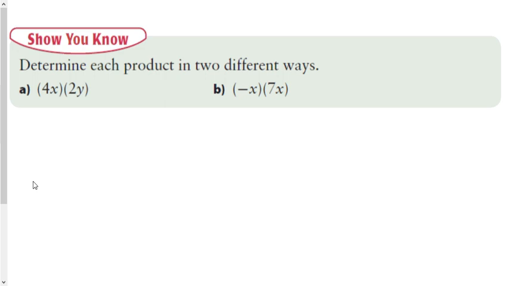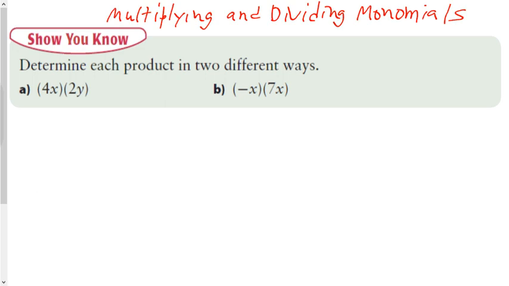All right, this is section 7.1. We've just finished chapter 5, which was on adding and subtracting polynomials. And as we get into chapter 7, this 7.1 is all about multiplying and dividing monomials. If we did this chapter first, you would have no idea what monomials were, so that's why we did the chapter on polynomials first. And now we have an understanding of what monomials are.